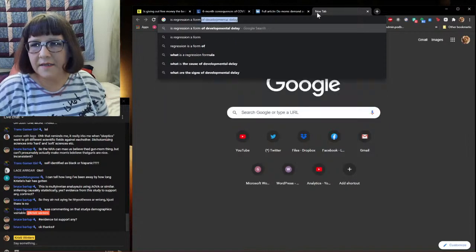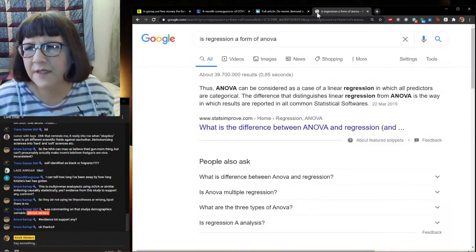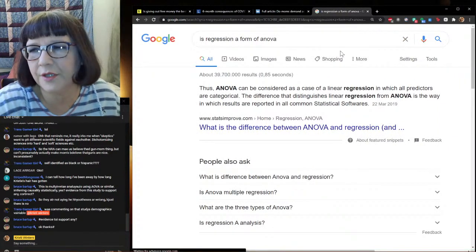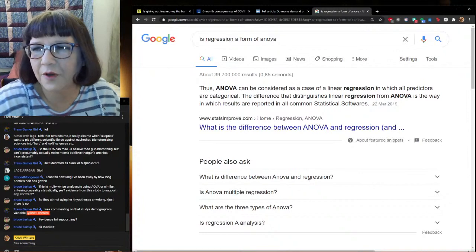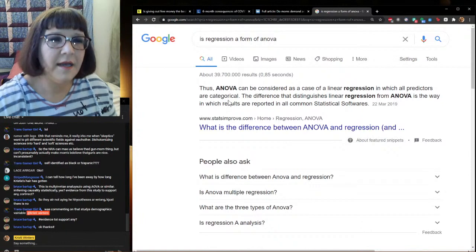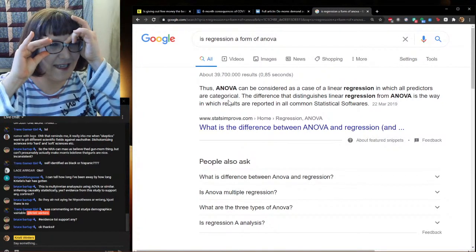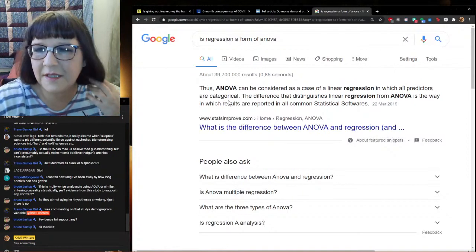I don't think it is, because ANOVA just means analysis of variance. ANOVA can be considered as a case of linear regression. Oh, okay. So if anything, regression is a higher order thing, in which all predictors are categorical, as opposed. Okay, all right. Types of levels of data here. There's starting to need a fluency with the terminology here.